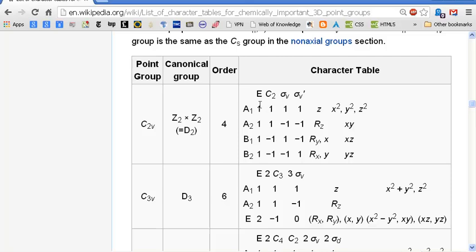So again, what you have labeling the columns are the symmetry operations, and labeling the rows are these particular irreducible representations. This would be the A1 representation. All symmetry groups have an A1 representation corresponding to all ones here. So that's C2V and the character table for C2V.